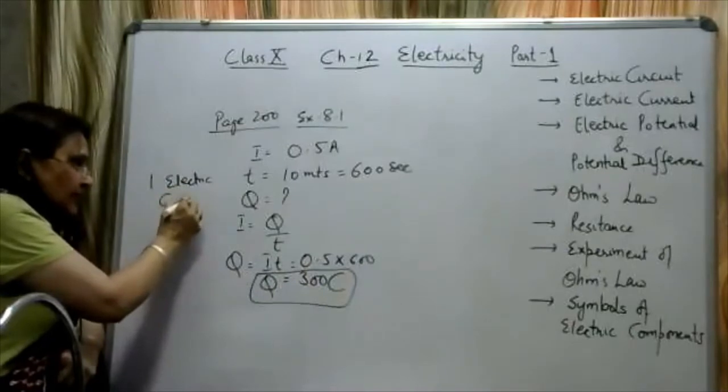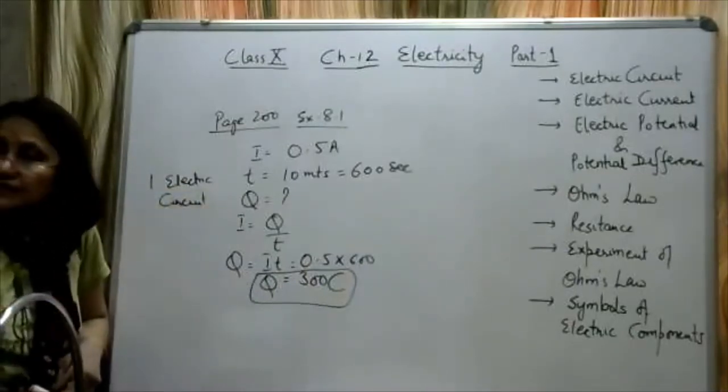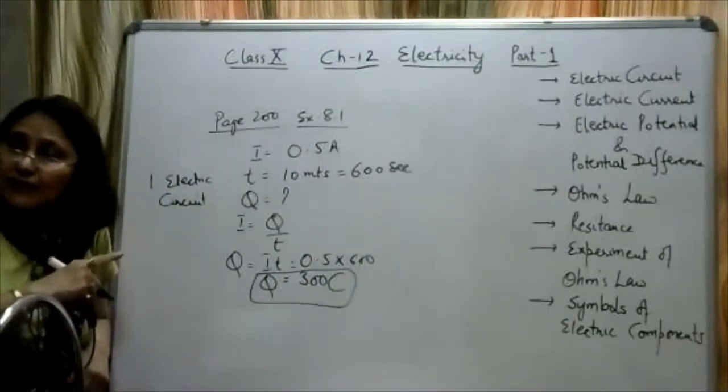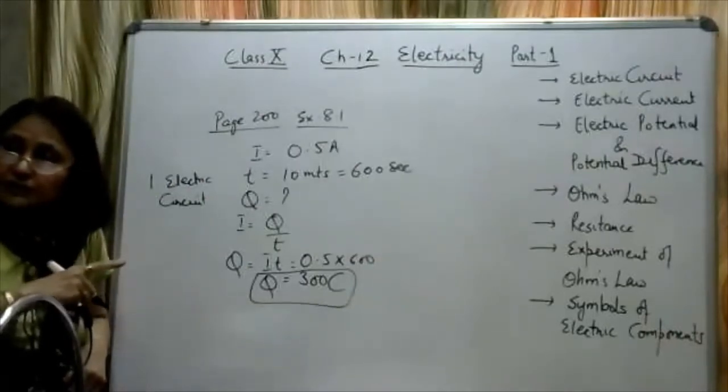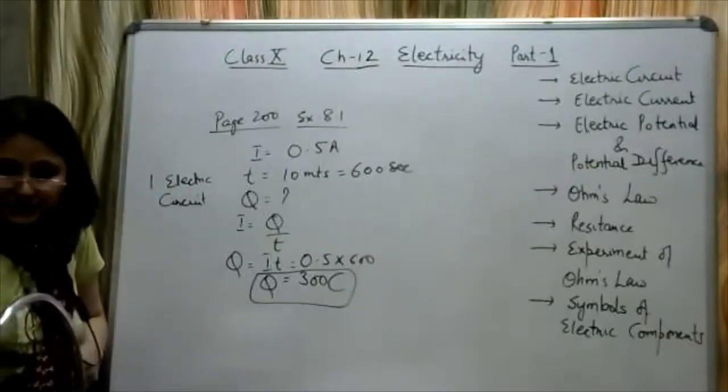Electric circuit, as we have discussed, is the closed and continuous path of electric current. The closed and continuous path of electric current, we call it an electric circuit.